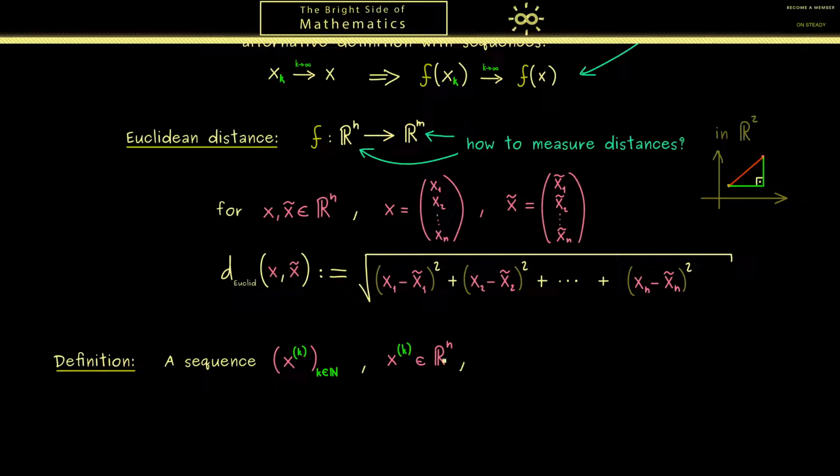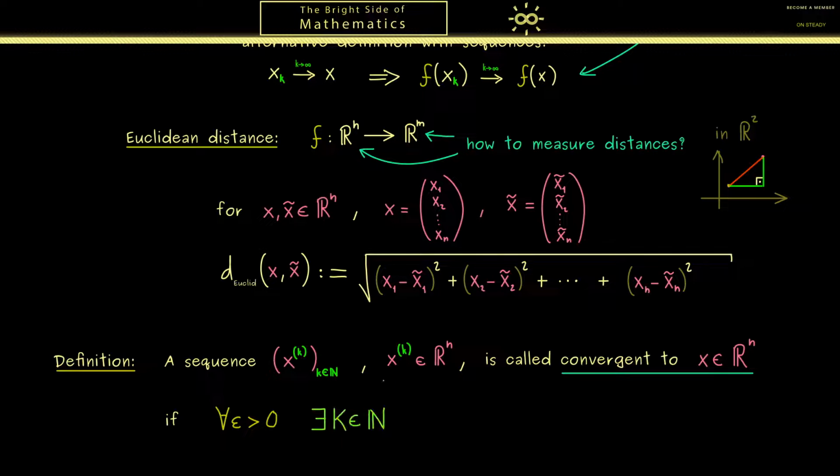Most importantly, the dimension here is fixed. All vectors involved here have the same number of components. Moreover, also the potential limit point x is a vector in R^n. Okay, and now we say that the sequence is convergent to this point x in the space if for all epsilon greater than 0 we find an index capital K such that for all indices afterwards the distance between the point x and x^k is less than epsilon. And of course, the distance function we use here is the Euclidean distance from above.